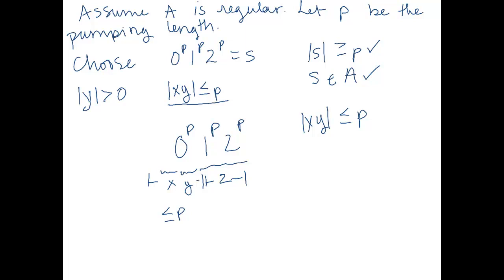But we'll be really precise. So if the length of x and y has to be less than or equal to p, you could argue that x could be p minus 1 and y could be 1. Or x could be p minus 2 and y could be 2. Or x could be p minus 3 and y could be 3. Or the length of x could be 0 and the length of y could be p.